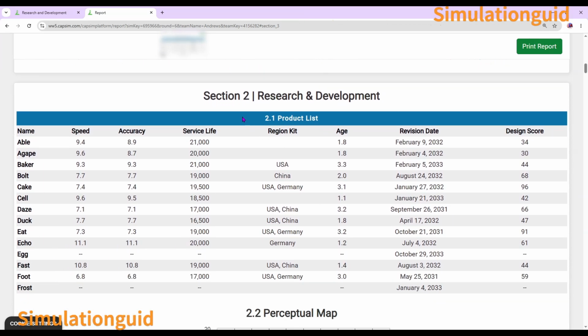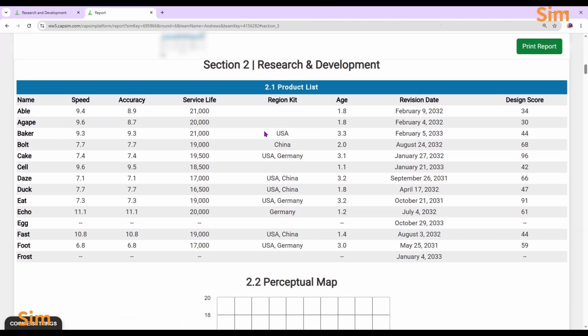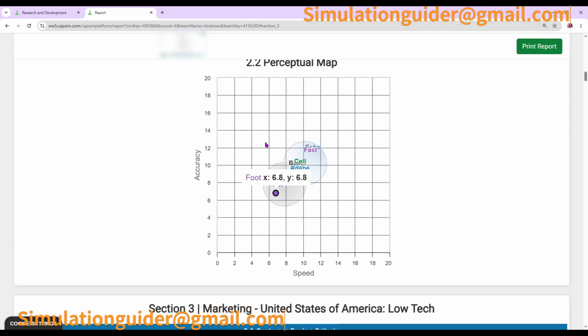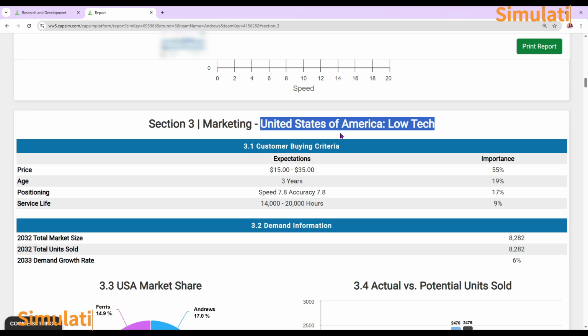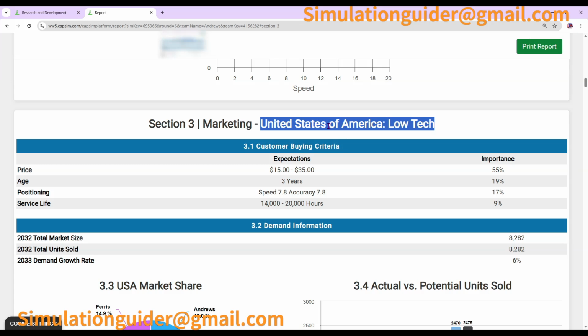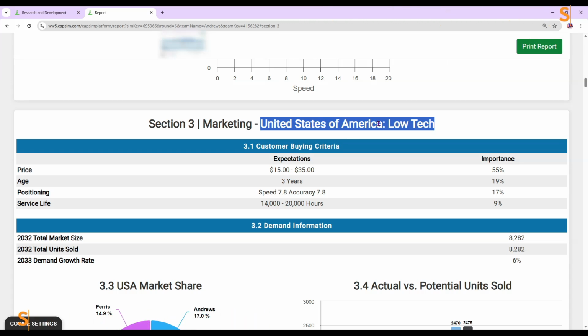Also, we have the research and development part of the report, whereby you can compare yourself with other teams and other products. We have the marketing department, which is the most important, and under the United States we have the low tech and the high tech. We only have 2 products in this simulation: the low tech product and the high tech product. In other Capstone simulations, they normally say the low segment and the high segment, but here you only use low tech and high tech.